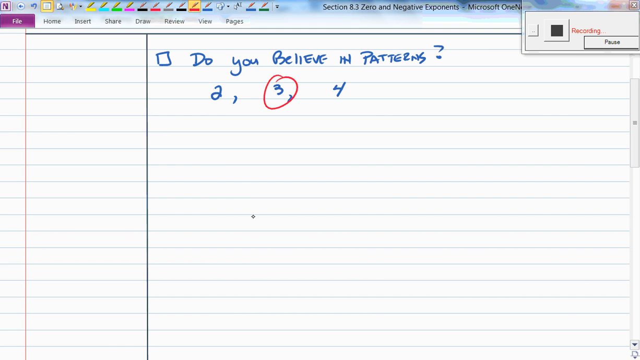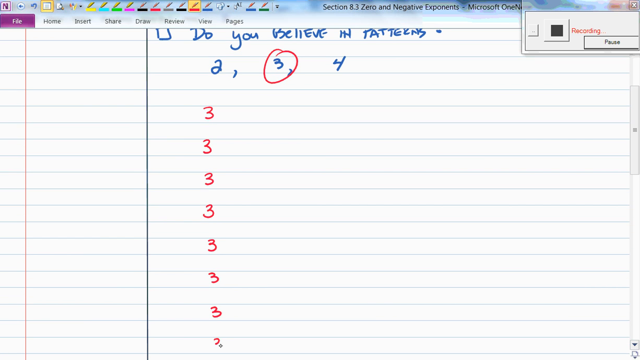And here's what I'd like you to do. I'd like you to write down 1, 2, 3, 4, 5, 6, 7, 8. I want you to write down 8 of your numbers in a vertical column. So this is what I mean: 1, 2, 3, 4, 5, 6, 7, and 8. If you pick 2, do it with 2s. If you picked 3, do it with 3s. If you pick 4, do it with 4s. It doesn't matter. Whatever you picked. Just like that.